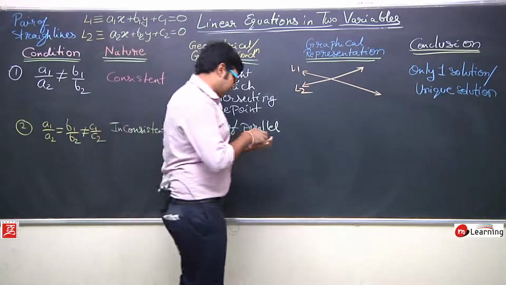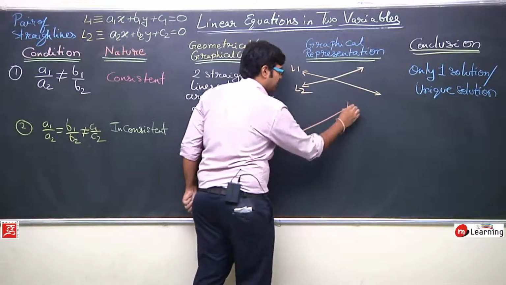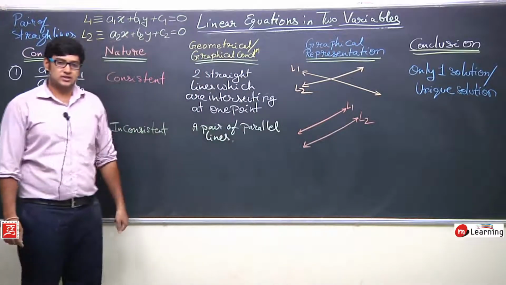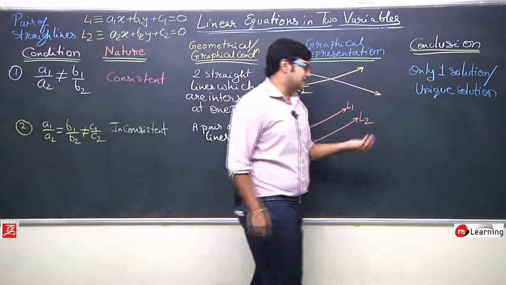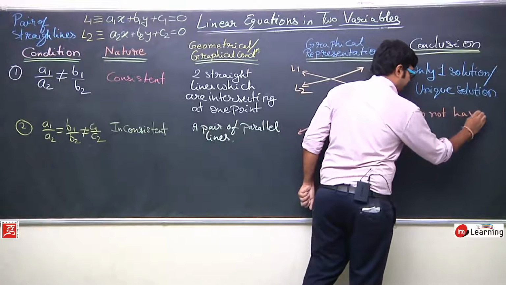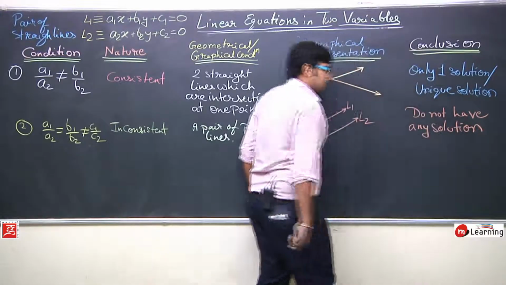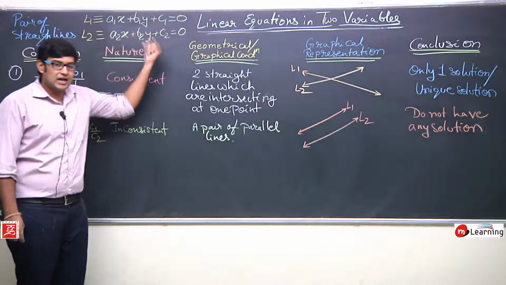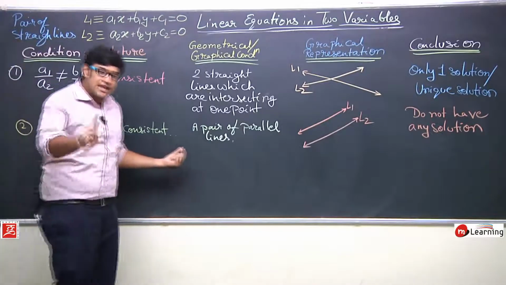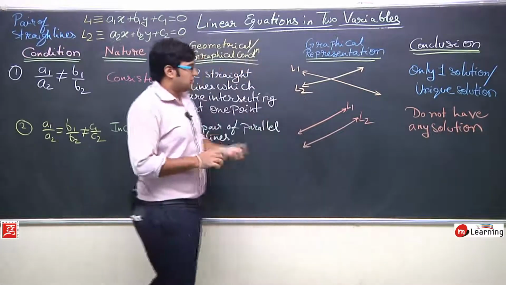And how will you draw it graphically? Graphically it will look something like this. Let us say this is line L1 and this is line L2. So graphically it will look something like this. Now what conclusion can we draw from this graph? We will say this pair of linear equations does not have any solution. If in this pair of linear equations the condition is a1 upon a2 equals b1 upon b2 but not equal to c1 upon c2, then this pair of linear equations will not have any solution possible. So this will be the condition.